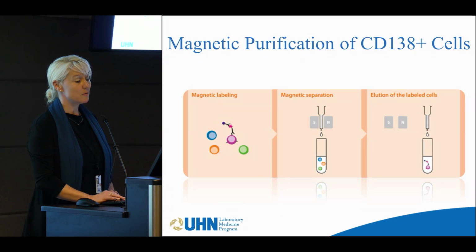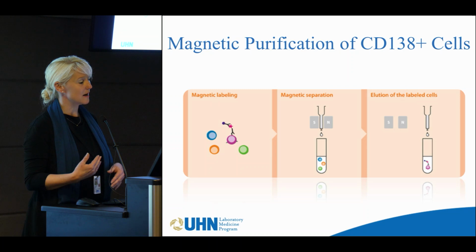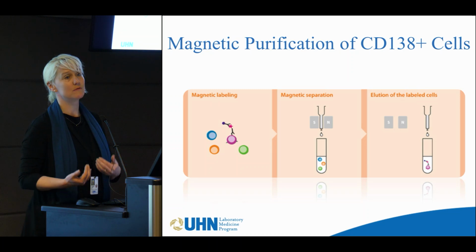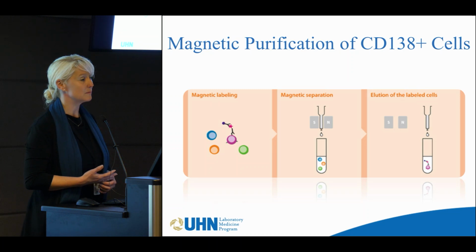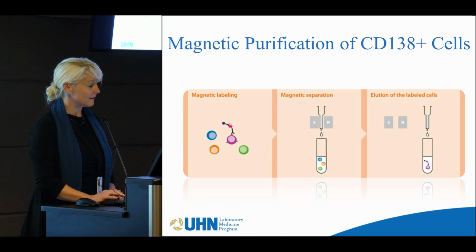Now, what we wanted to do was test in parallel, splitting our bone marrow samples and seeing what percentage of abnormalities we're seeing within a cultured sample versus what we're seeing within an enriched sample. And is it necessary? Does it make a difference?